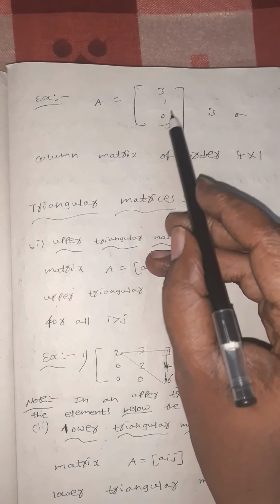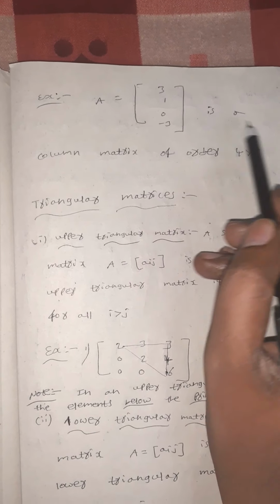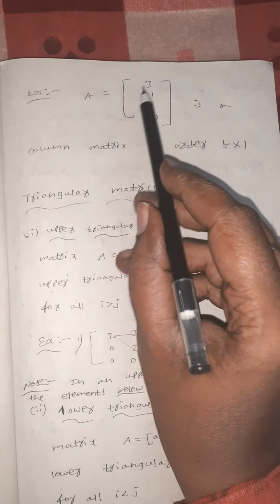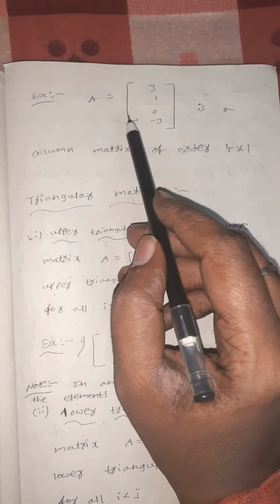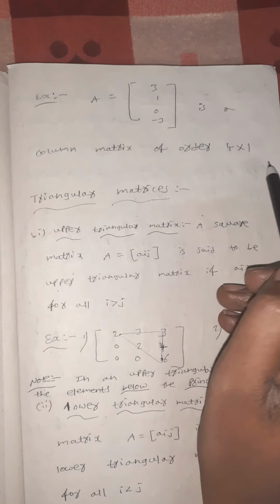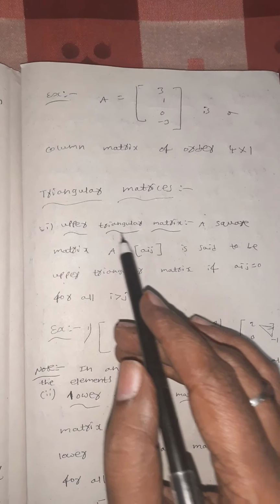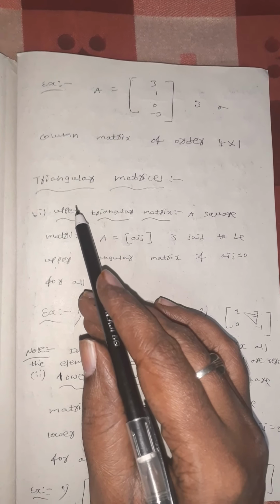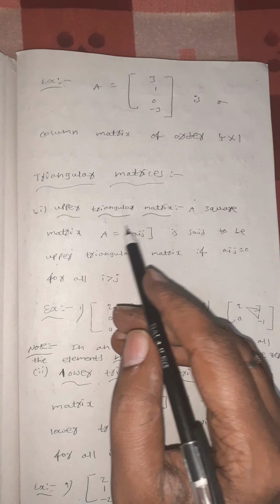So A is equal to [3, 1, 0, -3]. It is a column matrix. Of order how many rows? 1, 2, 3, 4 rows, 1 column, so it is a 4 by 1 matrix. Next matrix is very important, the triangular matrix.